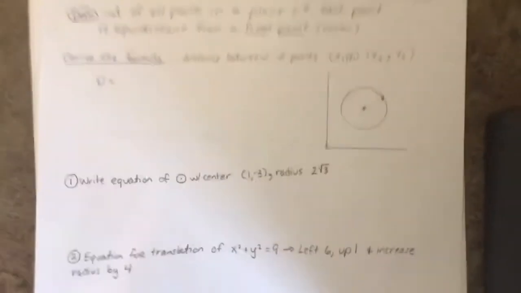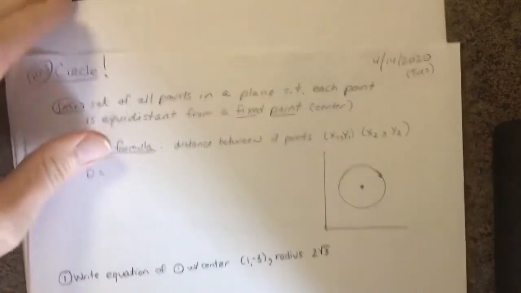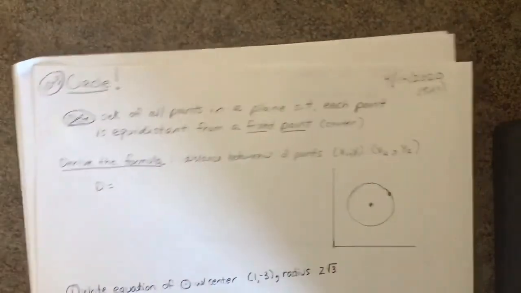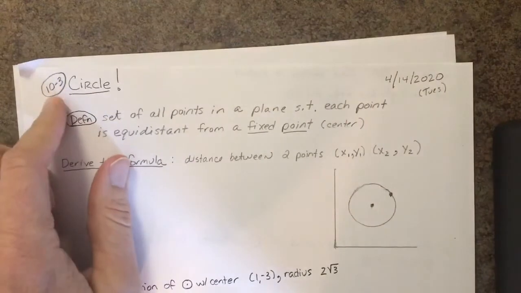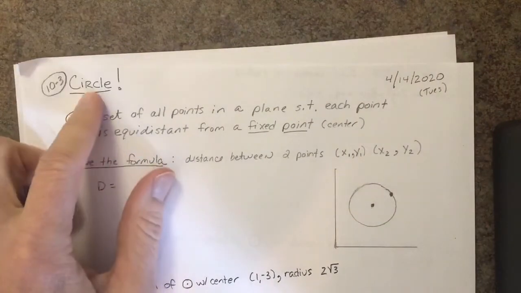Second conic section. First was the parabola, which we all know and love. Today's the circle. 10.3, chapter 10, section 3, circle, the second of the 4 conic sections.